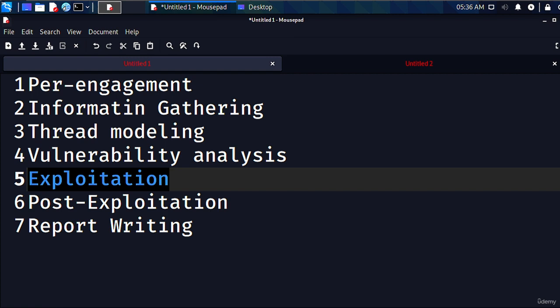Furthermore, without exploitation, the assessment is not a penetration test and is nothing more than a vulnerability assessment, which most companies can conduct in-house better than a third-party consultant could.